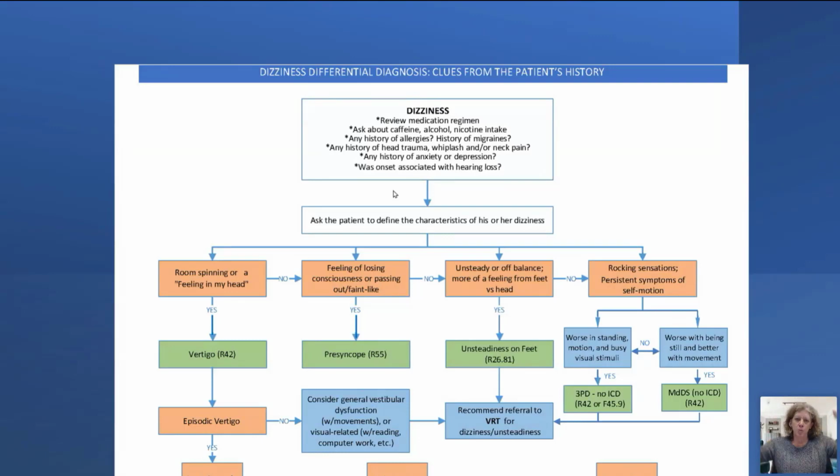So we start with this big word, dizziness. How are we going to work down through this algorithm? So when we look over here, is the room spinning? So do they see the environment spinning, or is it a feeling in my head? So what if they say, no, I don't? Everyone asks me that. No, I don't. And do they feel like they're losing consciousness, or do they feel faint-like? No, I don't feel like I'm going to faint. I feel more unsteady.